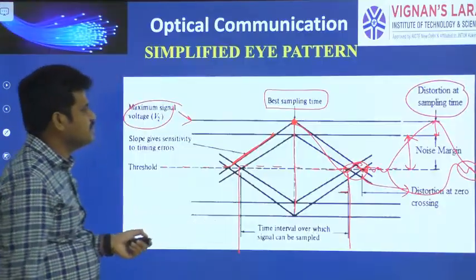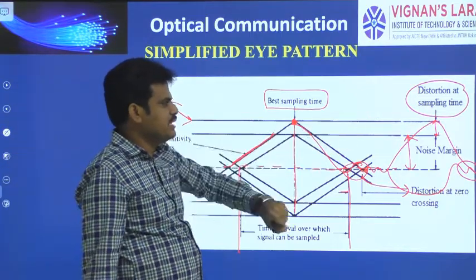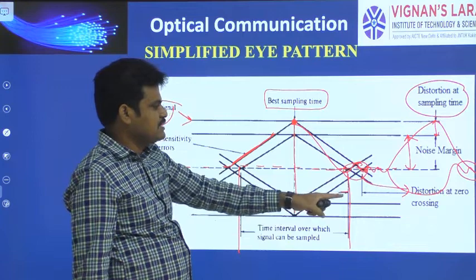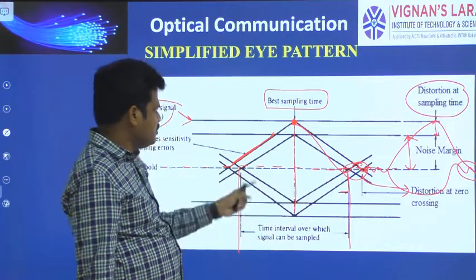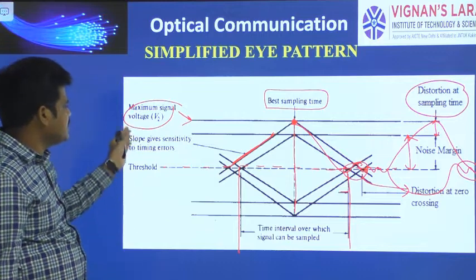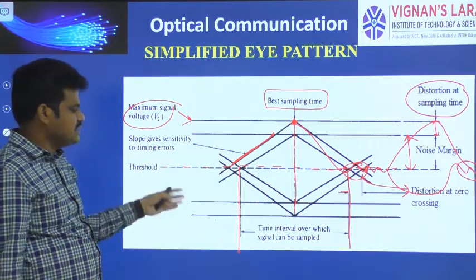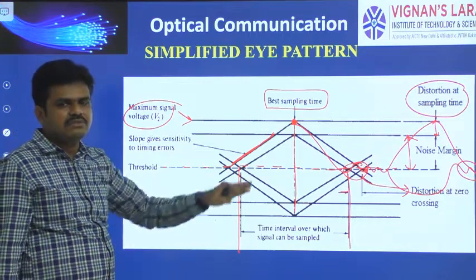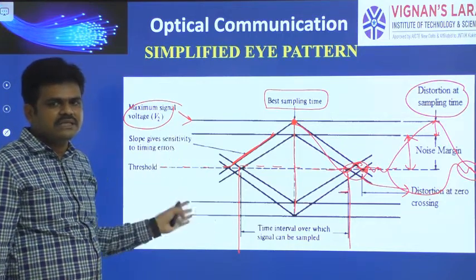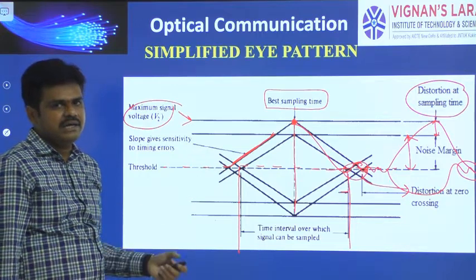So what can you come to know? You can come to know the distortion at sampling time, the noise margin, and the distortion at zero crossing. What is the best sampling time, what is the maximum signal voltage, what is the slope for timing errors, what is the threshold, etc. You can measure all these factors using the eye diagram or eye pattern.